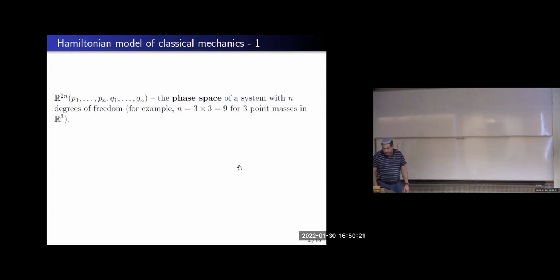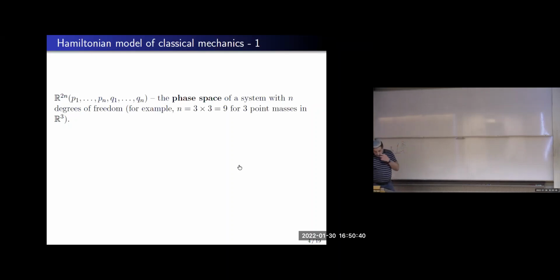the setting starts with the so-called phase space of the system. In the simplest setting it is just R^2n with the coordinates p1 up to pn and q1 up to qn. It's the phase space of a system with n degrees of freedom. For instance, if you have 3 point masses in R^3, then you have 9 degrees of freedom. Each mass has 3 degrees of freedom, so in total you have 9.